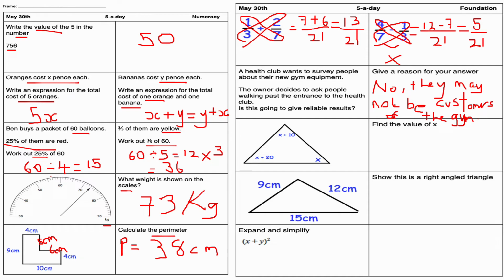Okay, next question, find the value of x. Well, angles in a triangle add up to 180. So x plus 20 plus x plus 10 plus x has to equal 180. I'm going to have 3x plus 30 is equal to 180. Subtract 30 on both sides and then divide by 3. So I'm going to have x is equal to 150 divided by 3, which is equal to 50.